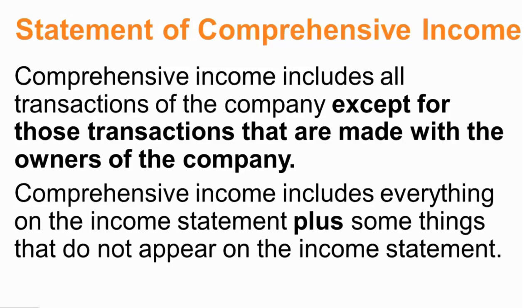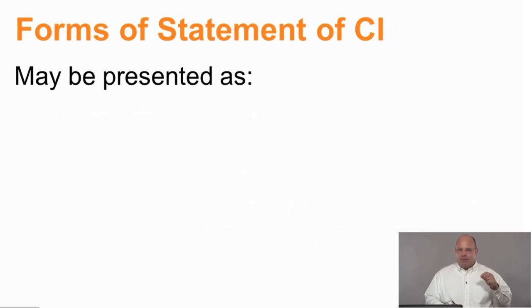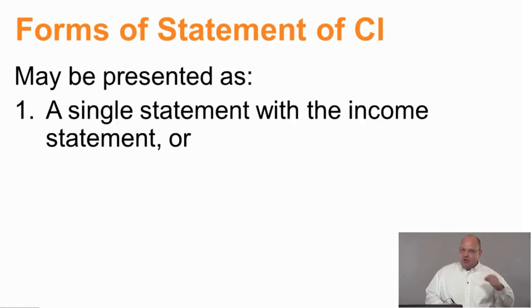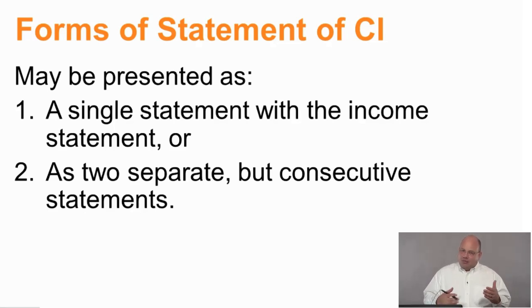So what we need to look at next is the form of the statement of comprehensive income. The statement of comprehensive income can be presented in two ways. It can be presented either as a single statement with the income statement, in which case we have the income statement, it comes down to net income, and then it just keeps going and comes up with comprehensive income. Or as two separate but consecutive statements, in which case we're just drawing a line, breaking a little bit between net income and the statement of comprehensive income. So it's either one single statement or two separate statements.